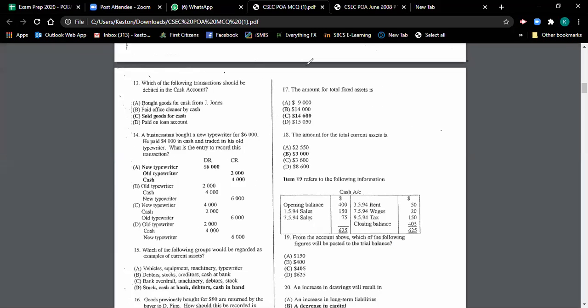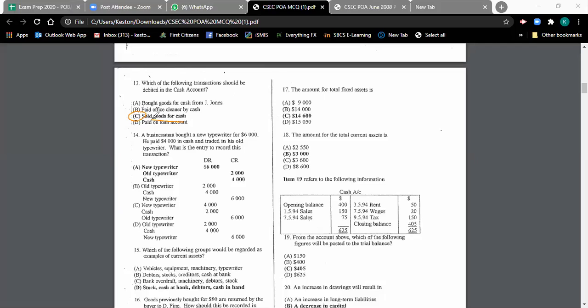13. Which of the following transactions should be debited in the cash account? Another repeat, we saw this one before. Correct, see? So good, so cash.